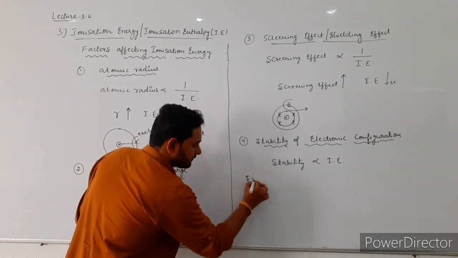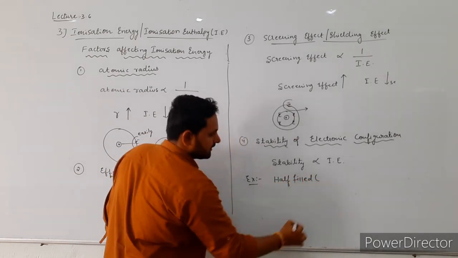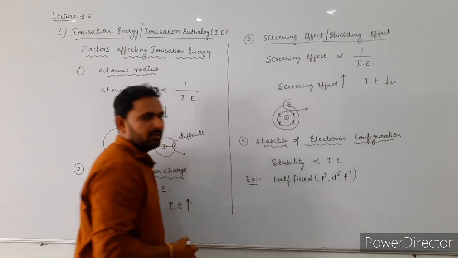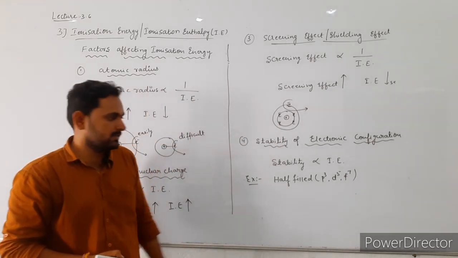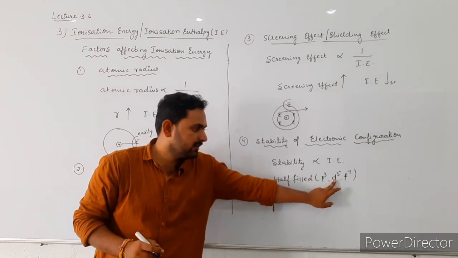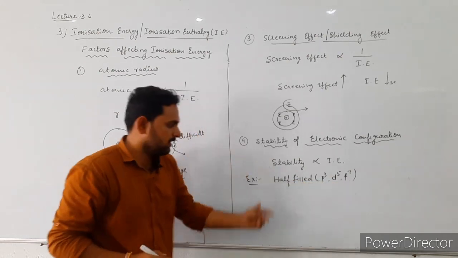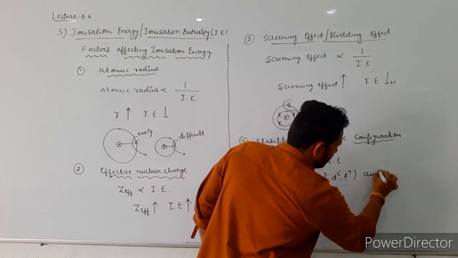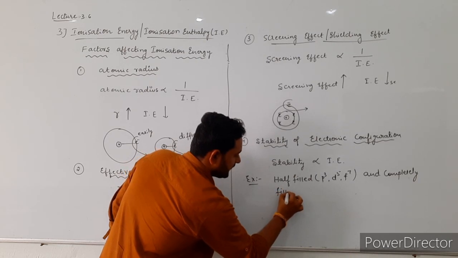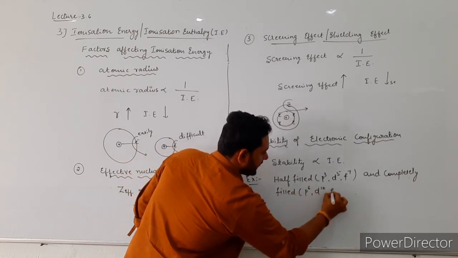For example, half filled means P3, D5 and F7 configuration. Half filled means half the number of electrons in the orbitals. The maximum how many electrons can we fill in the P subshell? 6. Half means 3. In D the maximum we can fill is 10. Half means 5. In F, 14. Half, 7. Half filled and completely filled configurations like P6, D10 and F14 are more stable.